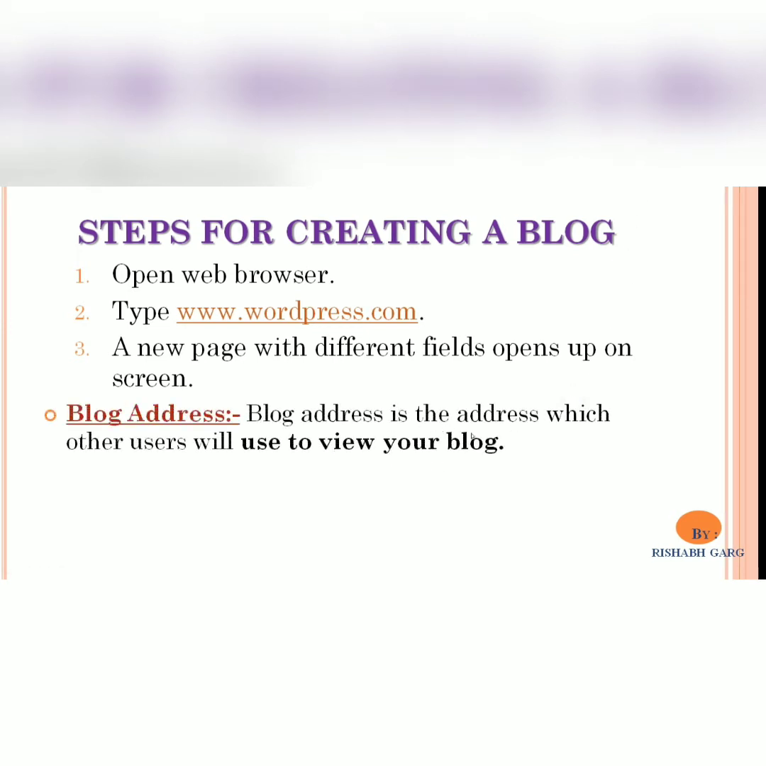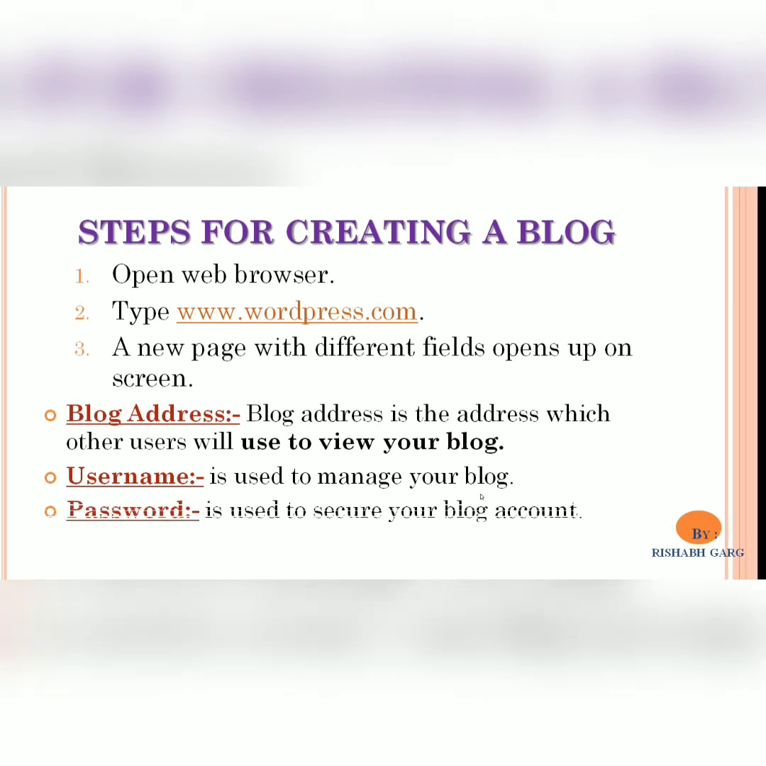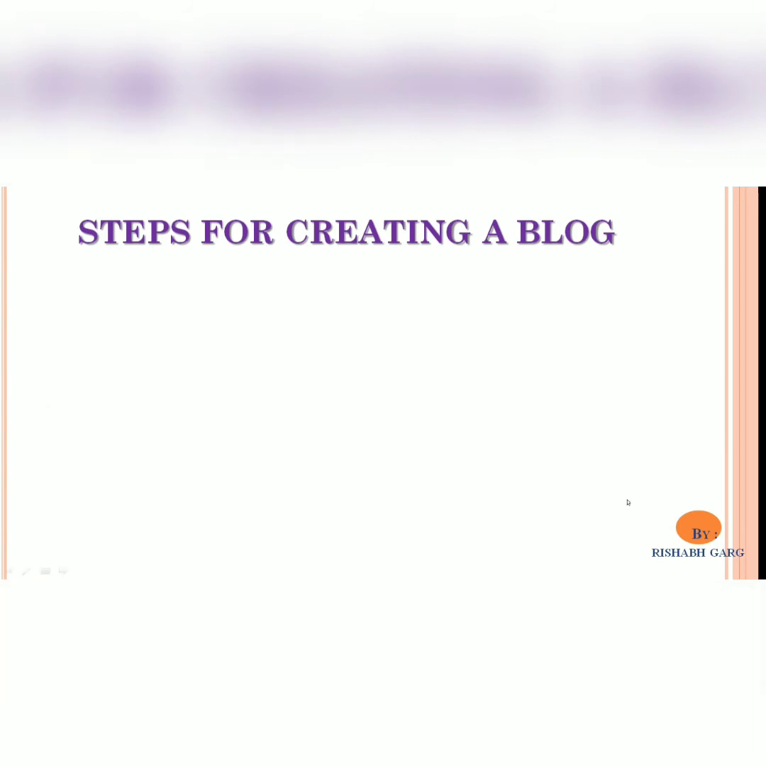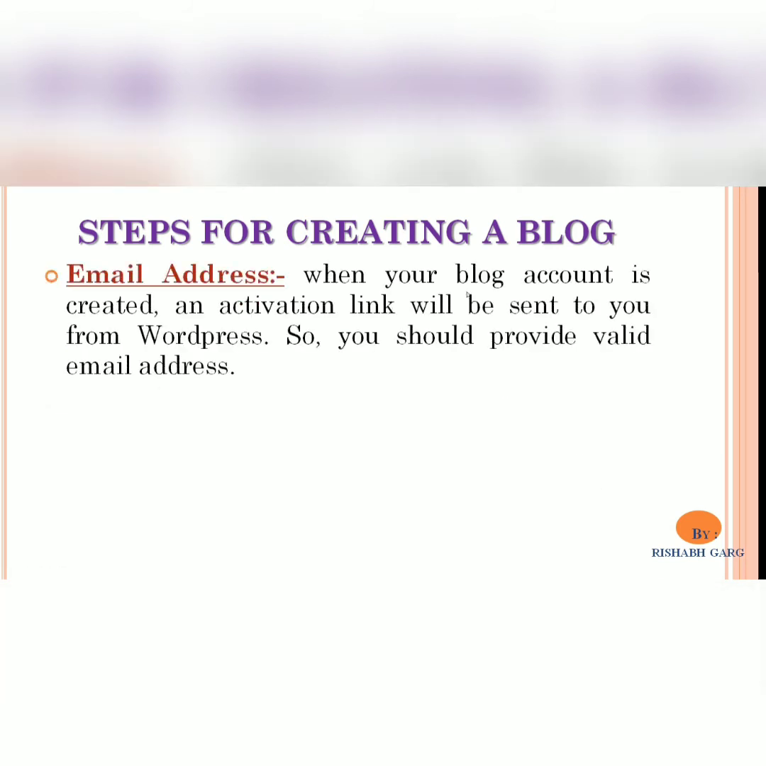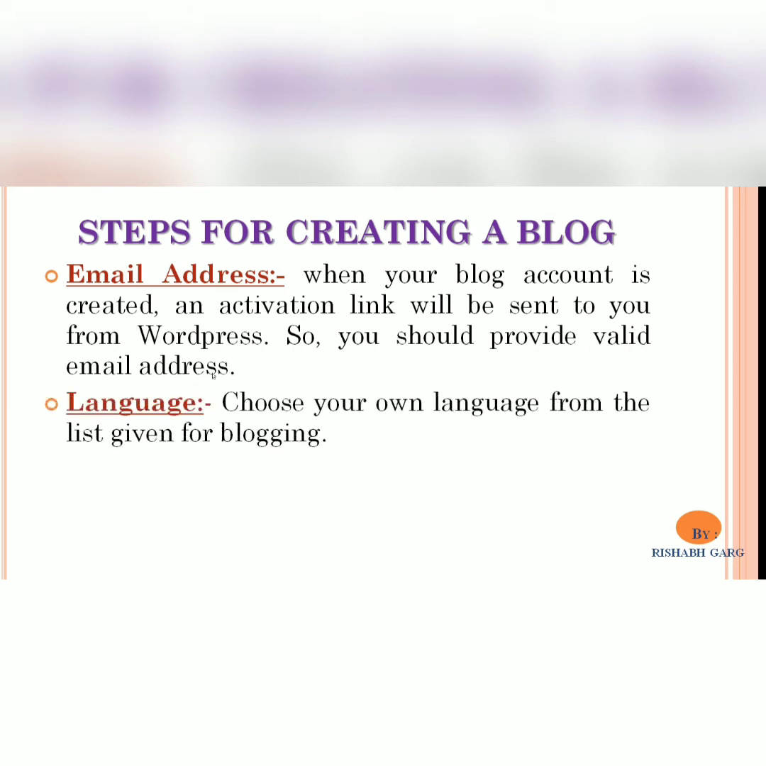Blog address is the address which other users will use to view your blog. Username, it is used to manage your blog. Password, it is used to secure your blog account. Email address, when your blog account is created, an activation link will be sent to your email address from wordpress.com. So you should provide a valid email address. And language, choose your own language from the list given for blogging.